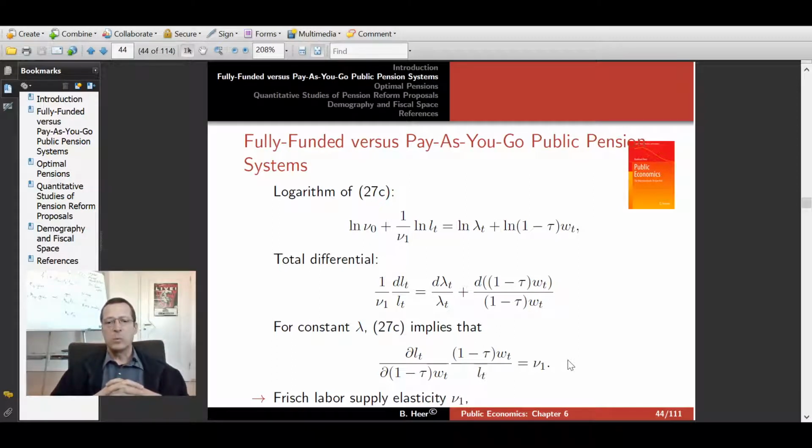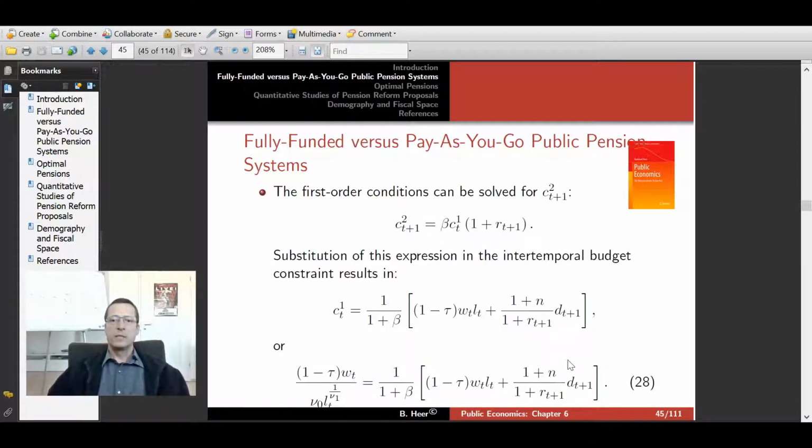And we have already met this Frisch labor supply elasticity in chapter 5. There I've provided you with empirical estimates of this value. It's between 0.3 and 1. And we will use the lower bound, 0.3, in the following, and you're encouraged to do sensitivity analysis of our programs when this Frisch labor supply elasticity is increased to 1. And I will point out how this will affect our results.